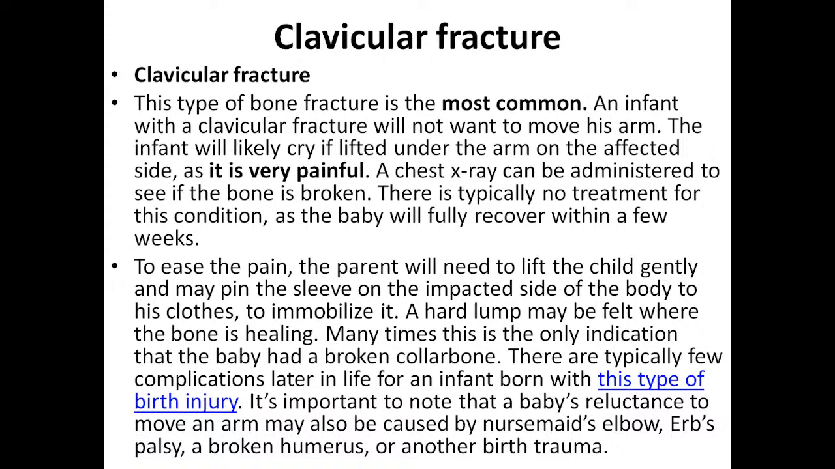Births may have some types of bone fractures. In the first place, clavicular fractures. This type of bone fracture is the most common. An infant with a clavicular fracture will not want to move his arm. The infant will likely cry if lifted under the arm on the affected side, as it is very painful. A chest X-ray can be administered to see if the bone is broken.